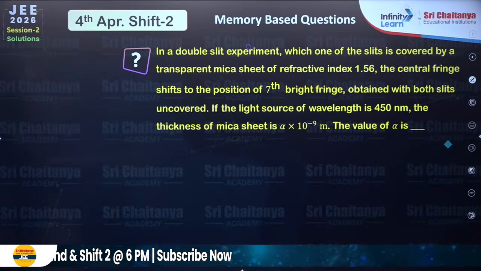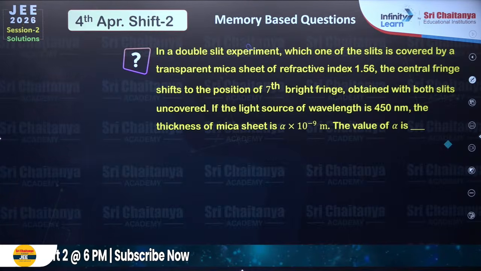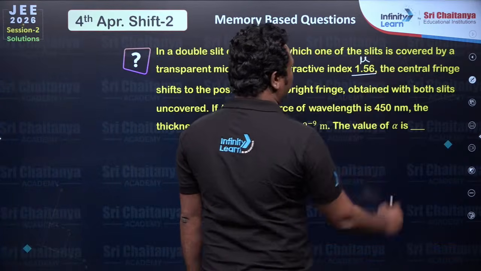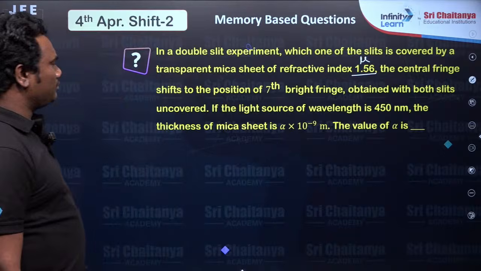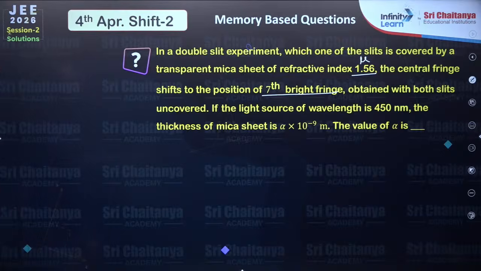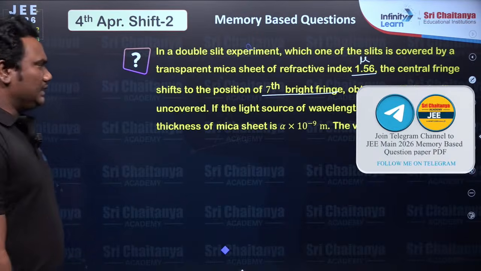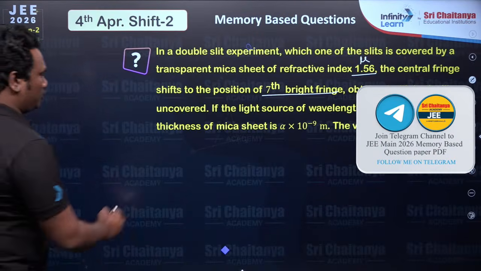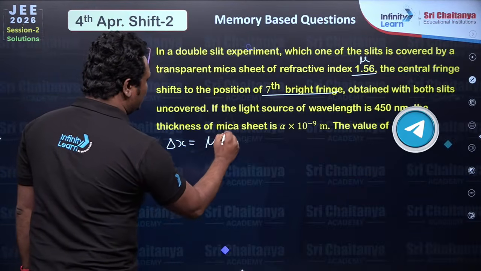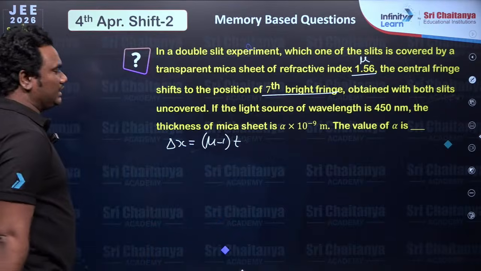In a double slit experiment, one of the slits is covered by a transparent mica sheet of refractive index 1.56. The central fringe shifts to the position of the 7th bright fringe obtained with both slits uncovered. The light source has wavelength 450 nanometers, and the thickness of the mica sheet is alpha. So what is the path difference? Because of the sheet, it is mu minus 1 into t, t for thickness.